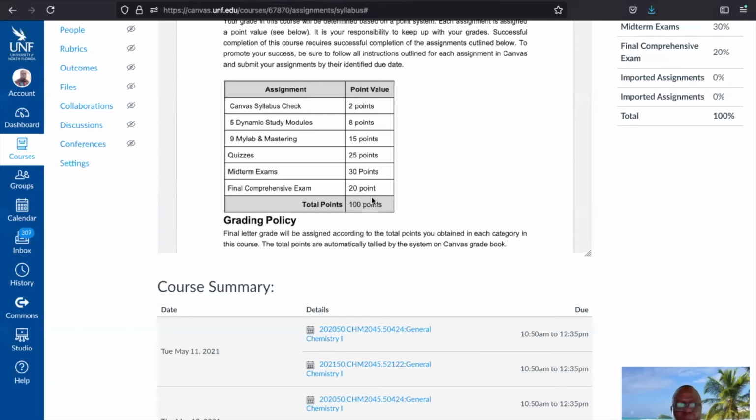So the only dynamic study modules I have, they have like 4, which are nomenclature, element names, key math skills ones, and then a chapter 7 one.